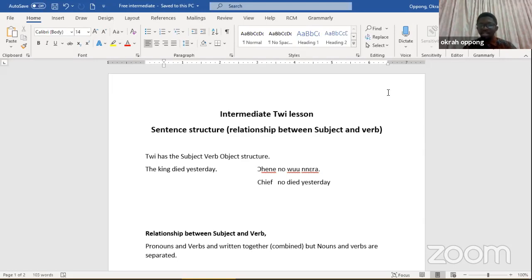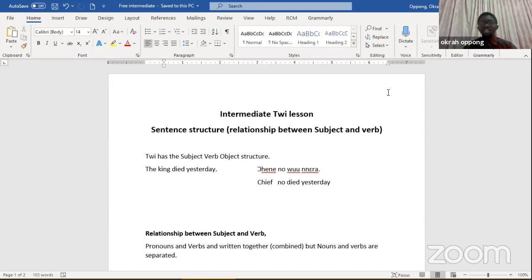In an example like, the king died yesterday, we are talking about the king and the verb, the king dying yesterday. So in English, you have the subject first, which is the king, and then the verb, which is died, and we have yesterday, which is the adverb of time, or the noun, if you like, based on the analysis. So Twi also has the same structure.